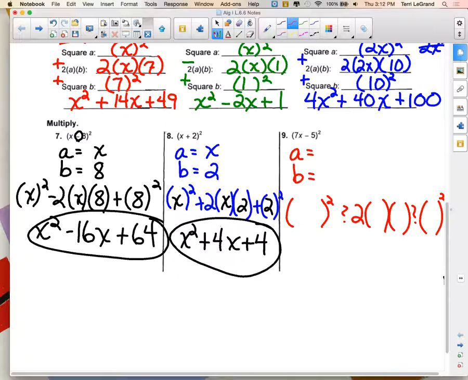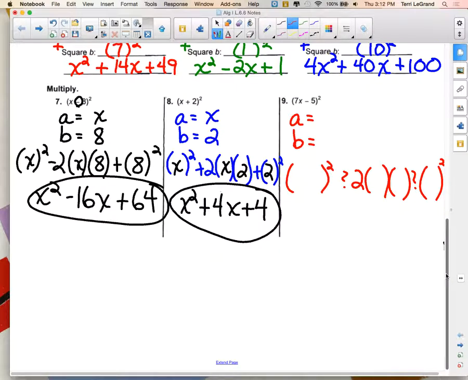We still don't like they have the answer. They got it. Willing to share it? What do you got? 49x squared minus 70x plus 25. Anybody else get that answer? I don't agree with you.